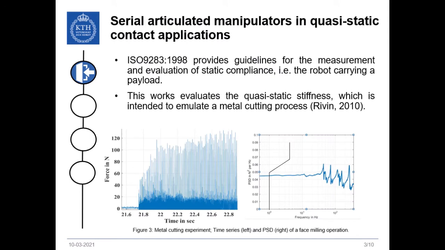Serial articulated manipulators in quasi-static contact applications. So, ISO 9283 provides guidelines for the measurement and evaluation of static compliance. This is representative of a robot carrying a payload. However, this work intends to emulate the quasi-static component of a metal cutting process. This can be seen in the picture in Figure 3 on the bottom side of the slide, where the quasi-static component and the dynamic component of the machining force are qualitatively highlighted, and the quasi-static component of the process force consists of the slow and periodic force with a frequency lower than 0.5 Hz.